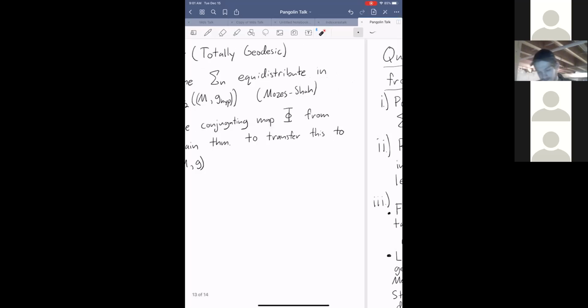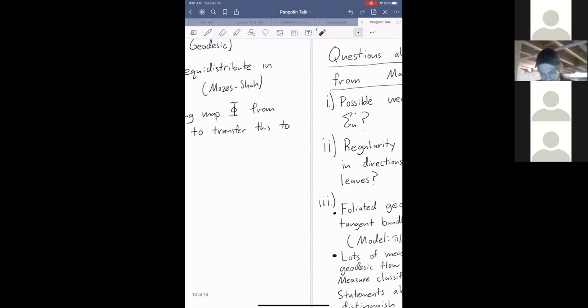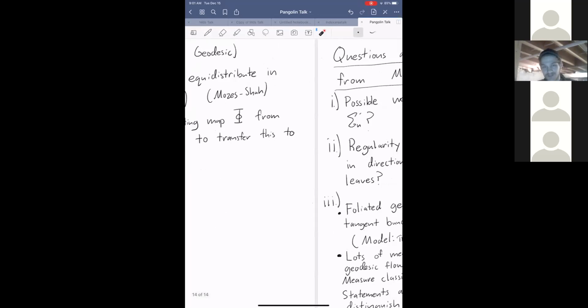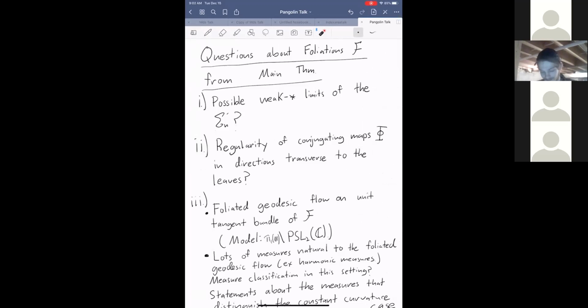I had some questions about these weak star limits of the sigma sub n prime, and about the regularity of the conjugating maps phi in the directions transverse to leaves, like how they're continuous, as in the case of geodesic flow. But it's 9 now, so I guess I'll end my talk here.